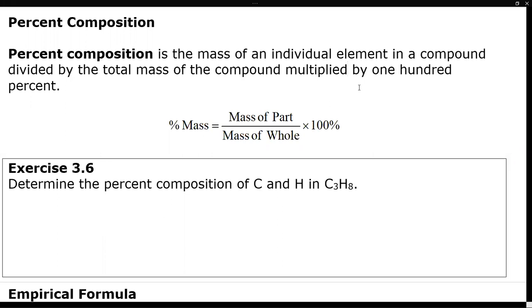Percent mass equals mass of the part divided by mass of the whole times 100%. In the case of a theoretical textbook problem, we can use molar mass to represent the mass of the whole. And then the fraction of that is the element we're interested in will be the mass of the part. So we want to determine the percent composition of carbon and hydrogen in C3H8. And if you go back to our previous discussion on molar mass, we already added up that molar mass. So we'll just go ahead and use it in this particular problem.